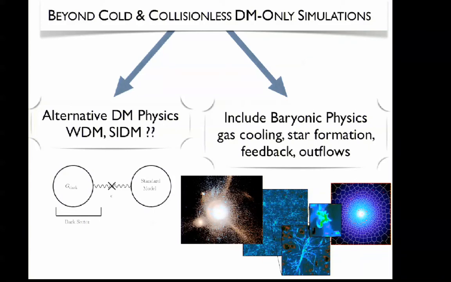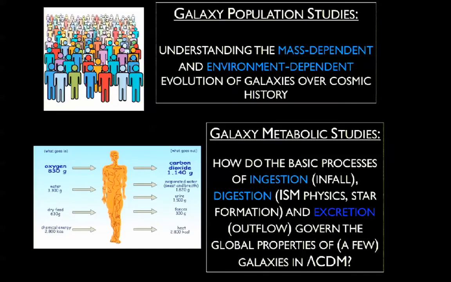And so you solve the hydrodynamic equations in 3D. You have a variety of techniques to do that, from moving mesh to AMR to SPH. There is a lot of effort in the community, a lot of effort within this audience, towards those types of simulations. These are different types of studies compared to what we heard so far. What we heard so far are Euclid-type large cosmological boxes where you do galaxy population studies. You try to understand the mass-dependent and environment-dependent evolution of galaxies over cosmic time.